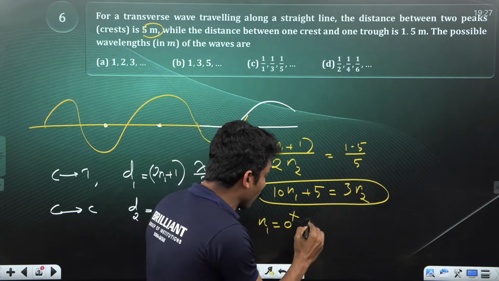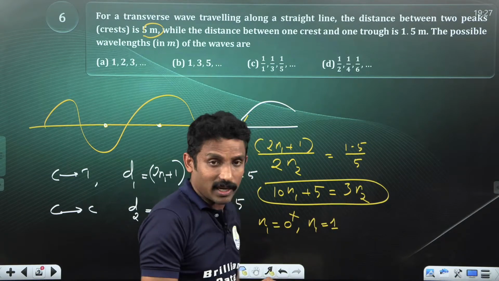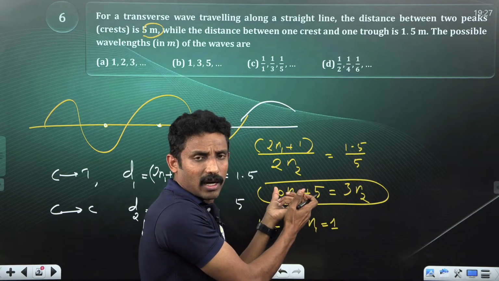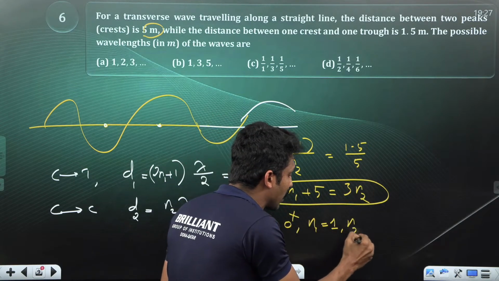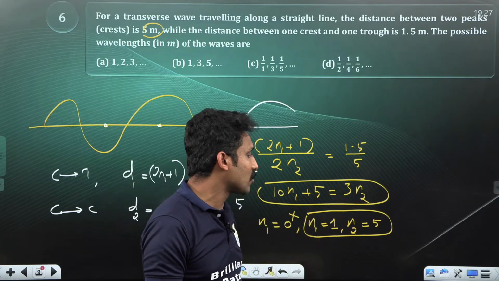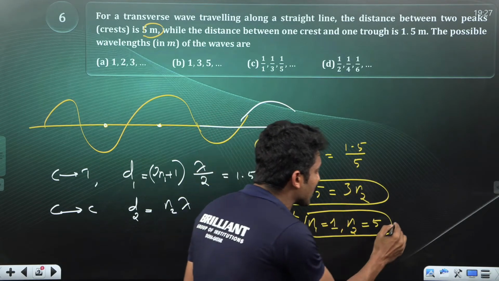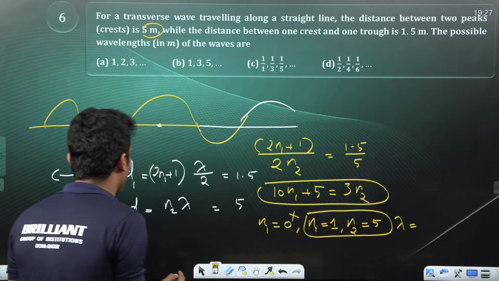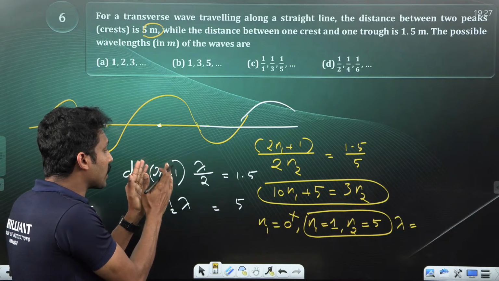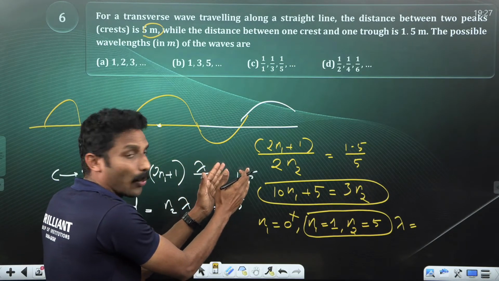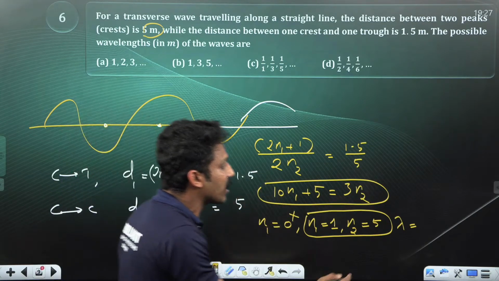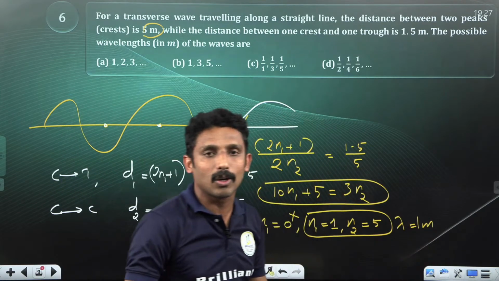You understood? And if n1 is taken as 1, then 10 plus 5 is 15. 15 by 3 is 5, so n2 as 5 we got. This is one possible set of integers: n1 is 1, n2 is 5. Accordingly, we are getting a lambda. You put n1 as 1, then this is 3 lambda by 2, and it is equal to 1.5. Then 3 by 2 is cut, which means lambda is equal to 1 meter.